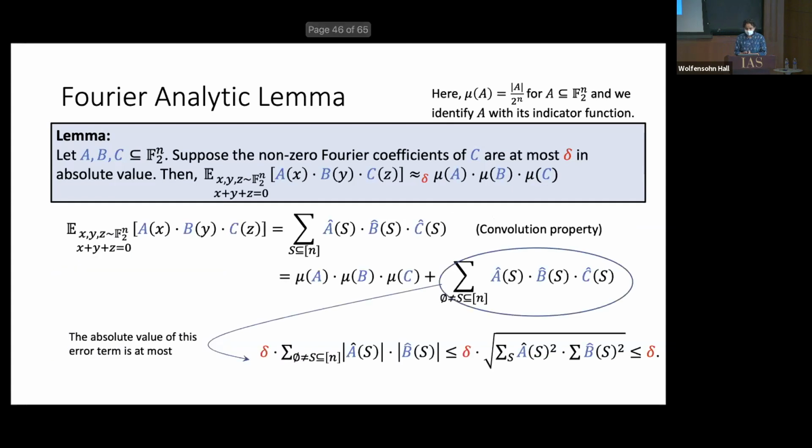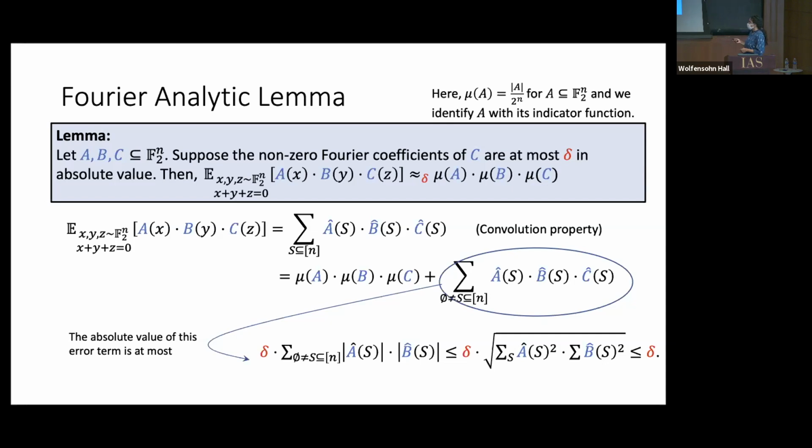The proof of this is really simple. It's basically this slide. We make use of two properties. The first is the convolution property. This says that the expectation of this quantity under the GHZ distribution is exactly the sum of products of Fourier coefficients. This is a really simple property that follows from basic Fourier analysis. We will then use the assumption that the Fourier coefficients of C are small, and we use Cauchy-Schwarz. So these two things imply the lemma that we're looking for.